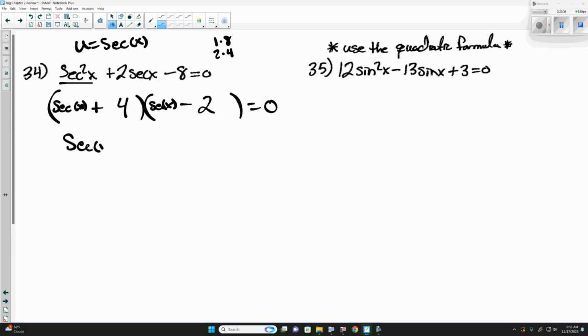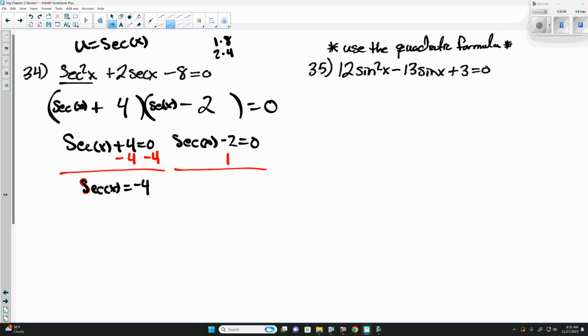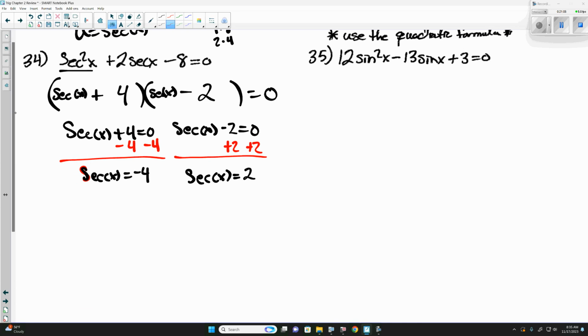Since we do have two things multiplied together to equal 0, one of them must be 0. And at this point, we can get secant by itself. We're going to subtract 4, telling us that secant of x is equal to negative 4. Here we're going to add 2 to both sides, telling us secant of x is equal to 2.